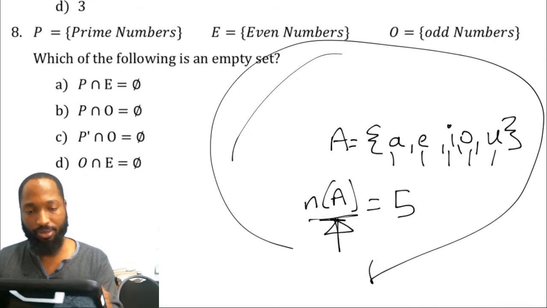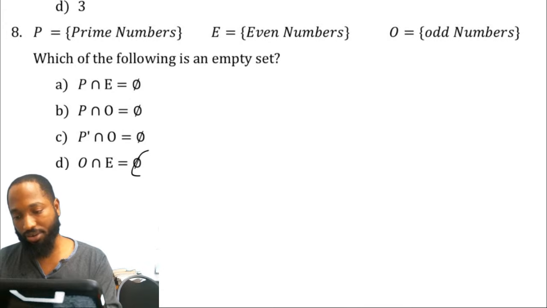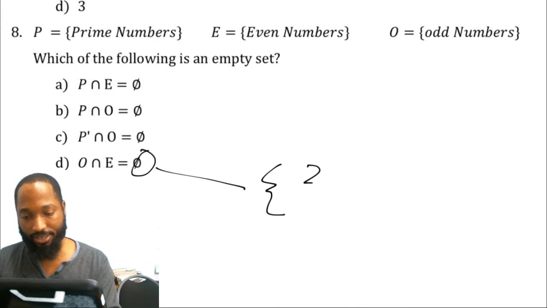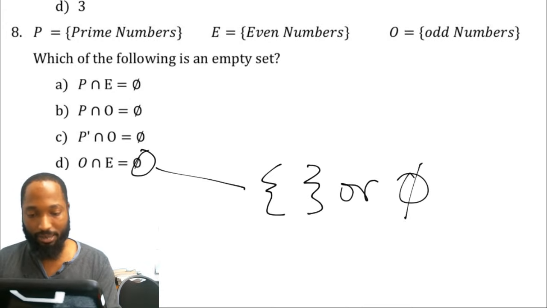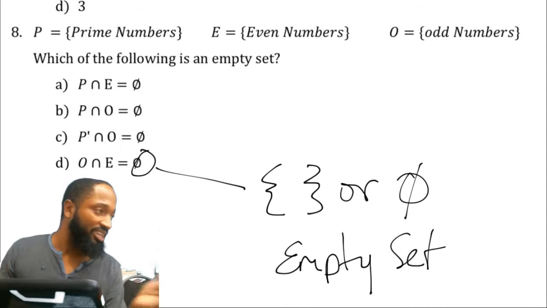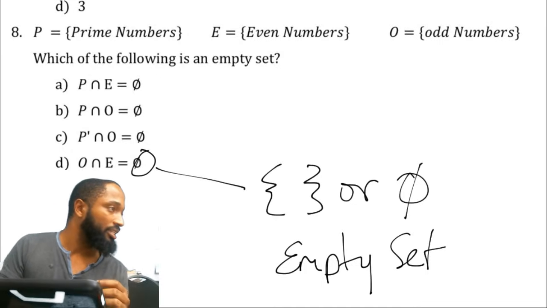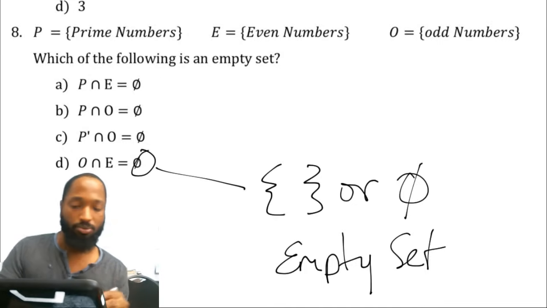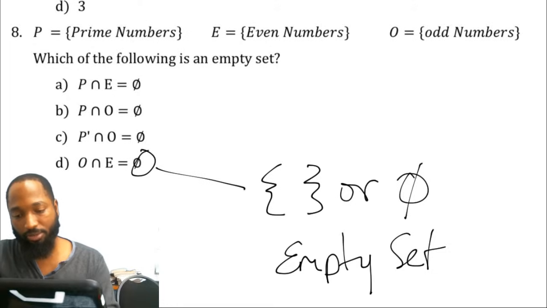What's really going on here? Oh, we see a new symbol here. This, or that, means the same thing. It stands for the empty set, meaning it has nothing in it. And everybody's saying D, no problem.